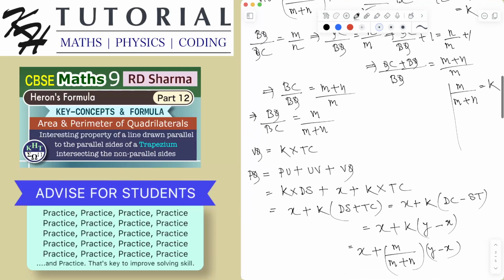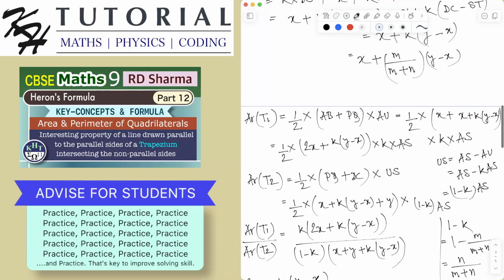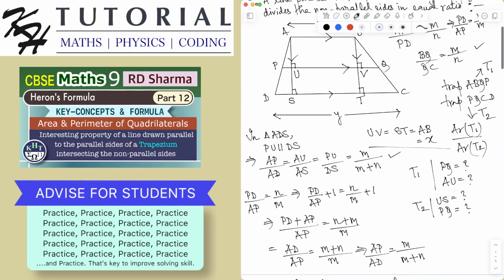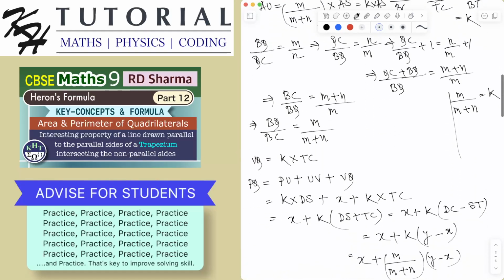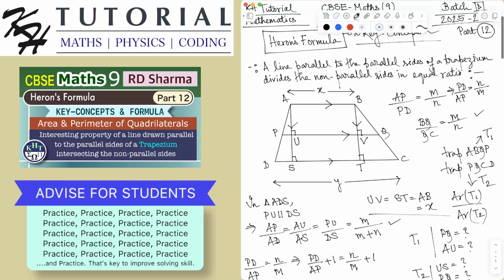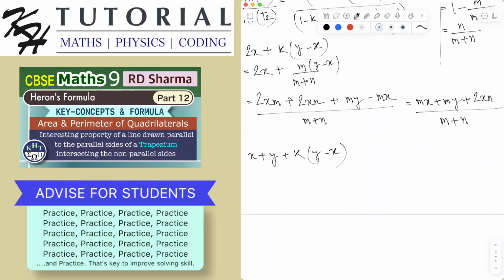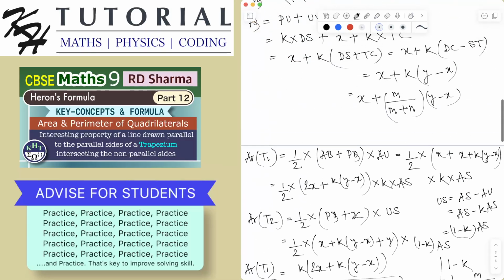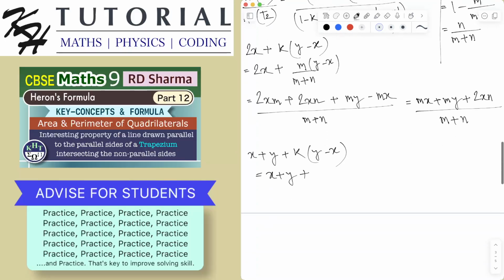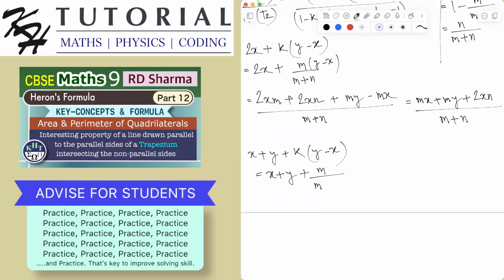Area of trapezium T2 is half into PQ plus DC, the sum of the parallel sides. Okay, so let's see what this is. So this is x plus y plus k is m by, what was k? K was m by m plus n. M by m plus n multiplied by y minus x.